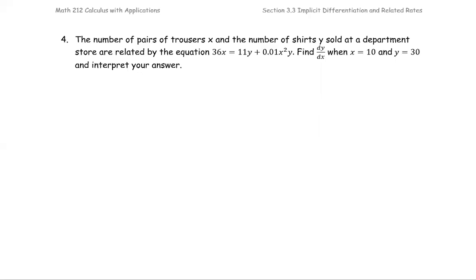In this example, the number of pairs of trousers x and the number of shirts y sold at the department store are related by the equation 36x equals 11y plus 0.01 x squared times y. We're going to find dy/dx when x equals 10, y equals 30, and interpret the answer.